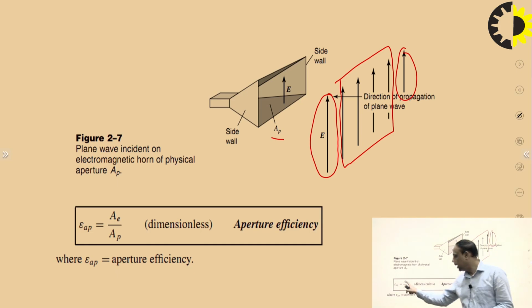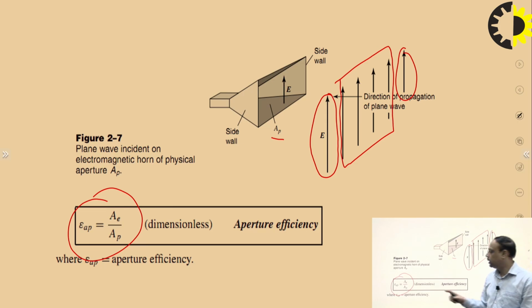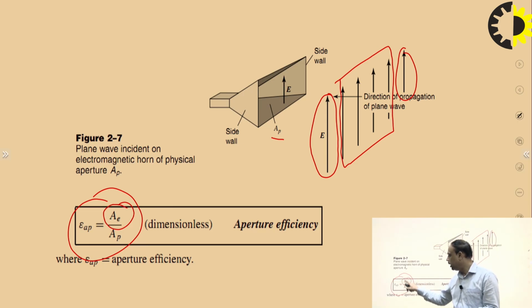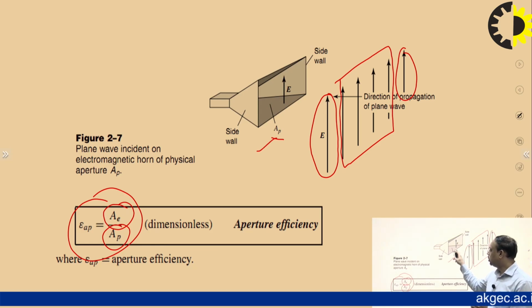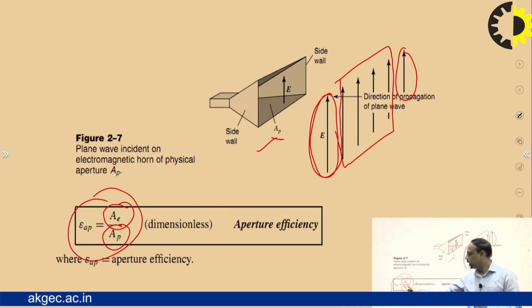The total efficiency of the transmitting or receiving antenna is given by the effective aperture of the antenna divided by the actual aperture of the antenna. This is known as the aperture efficiency. Let's suppose the total aperture area is AP, so the effective aperture area is AE. This AE is smaller than AP because the electric field that is received at the side edges is short circuited, and the effective power that is received is lesser than that received by the actual aperture.